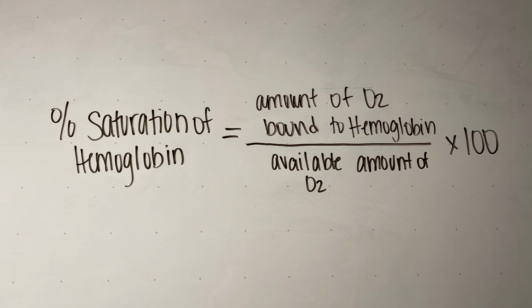So now let's talk about the percent saturation of hemoglobin and factors that can affect this. So the percent saturation of hemoglobin equals the amount of oxygen that is bound to our hemoglobin divided by the available amount of oxygen. And in order to get a percentage, we multiply this by 100.